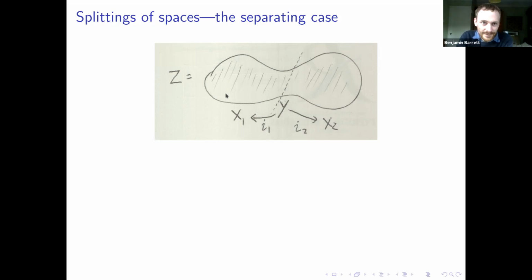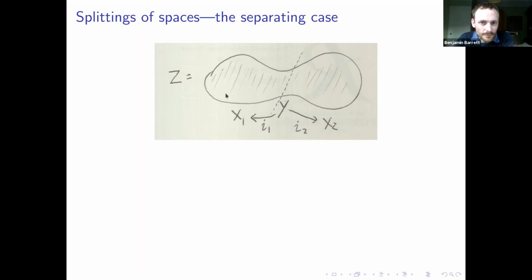So that's what I mean by a splitting of a space. Either we think of it as you can cut it in half along y, or we think of it as going the opposite direction. You start off with your spaces x1 and x2, and then you glue them together along y to get Z. So I just want to be very clear about that.